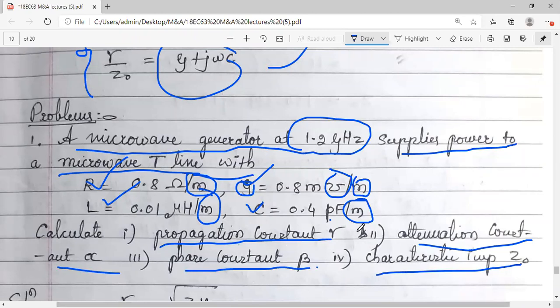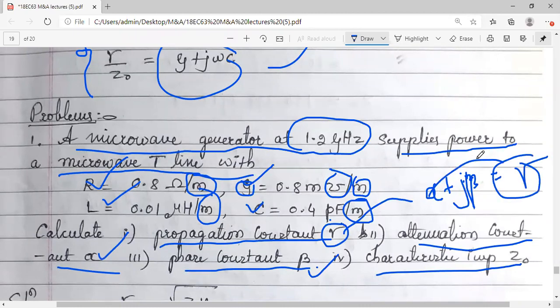Z0. If you are able to get gamma, you can quickly find alpha and beta, because gamma is the combination of alpha and beta. Alpha plus j beta will give you gamma. So if you get the gamma equation, after comparing the LHS and RHS, the real part and imaginary part, you can get alpha and beta, not an issue.